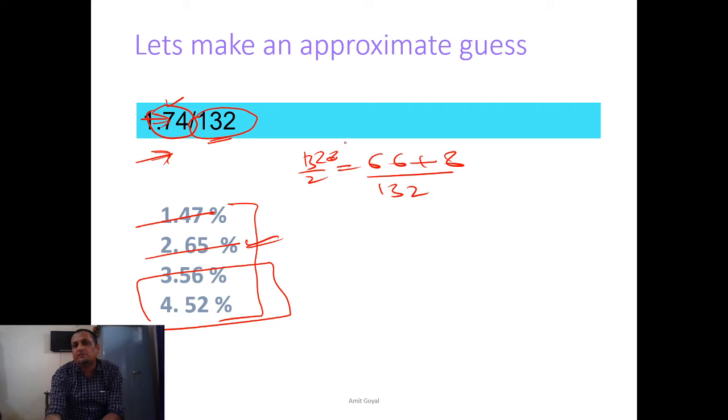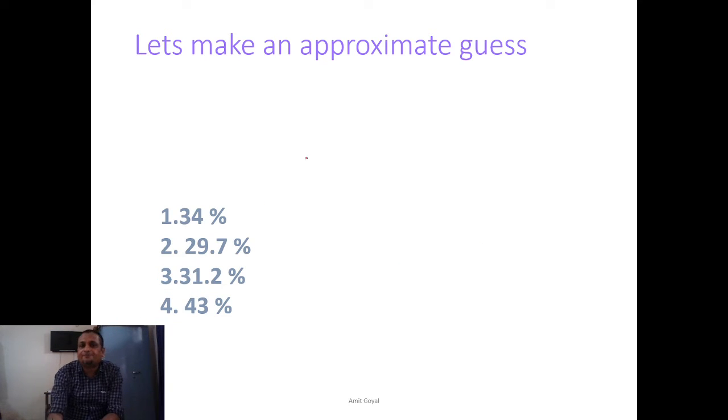Now you can visualize, if 66 is 50%, then what is 8? Of course it is far more than 2%. Because what is 1% of this? 1.32. And 8 is far more than 2%. So it means the answer cannot be 52%. So what is the option left with me? 56%. So under this condition, what will I take? 56%.